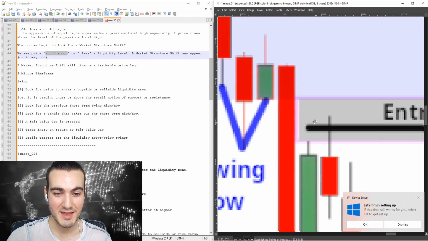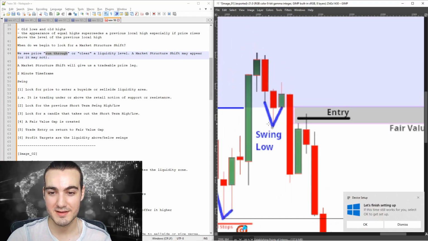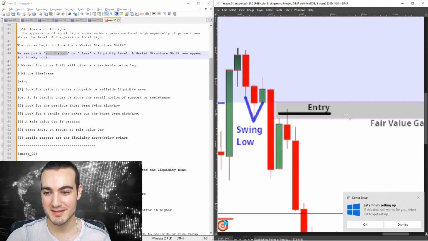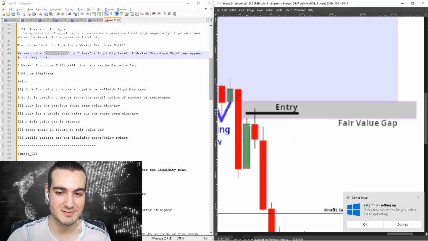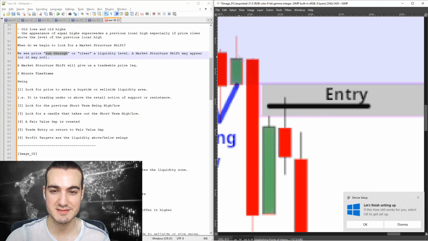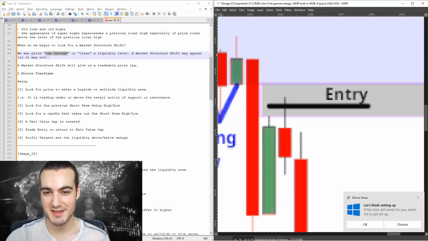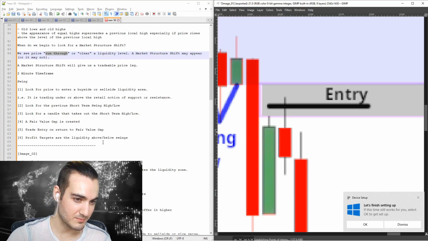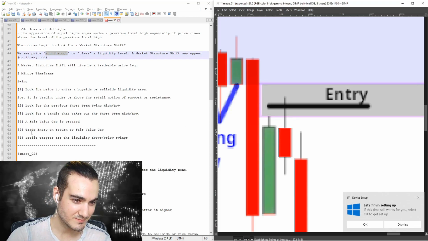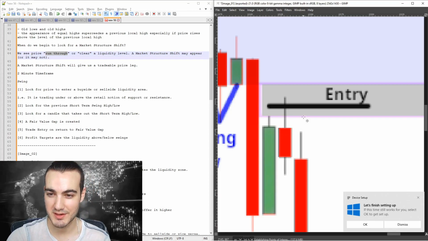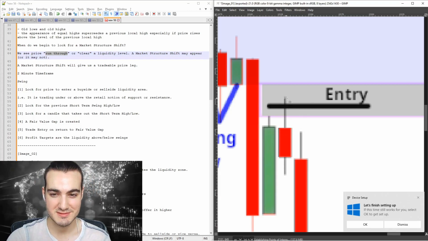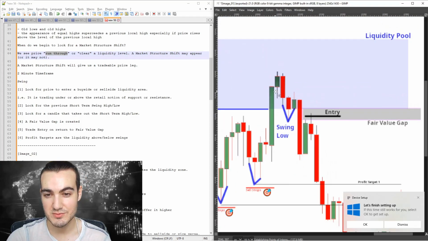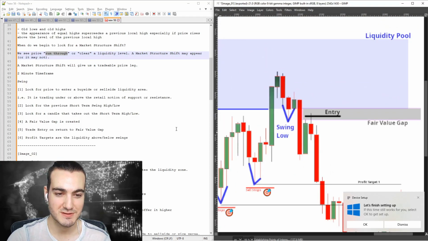A fair value gap is created when we're breaking this swing low. We're creating this fair value gap or imbalance. Remember, that's just the area that's not covered by the previous candle and the subsequent candle. It's this gap. And then we would look to enter our trade when price returns to that fair value gap. Yeah, and this would be a market structure shift.